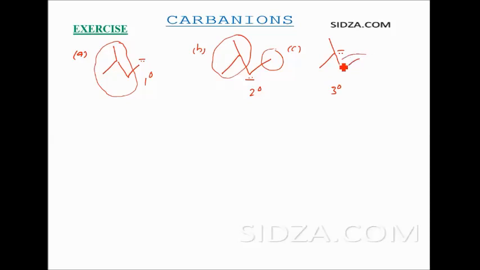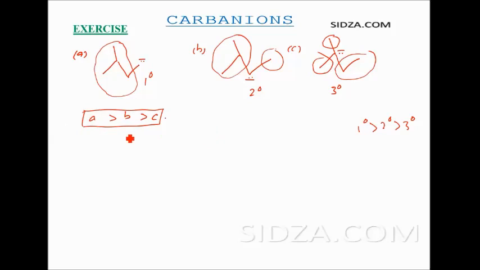Here you find there are three alkyl groups for this particular carbanion, so this is tertiary. We know the order of stability for the carbanions is 1 degree is more stable than secondary than tertiary. So therefore here the case will be A is more stable than B than C. Very simple.